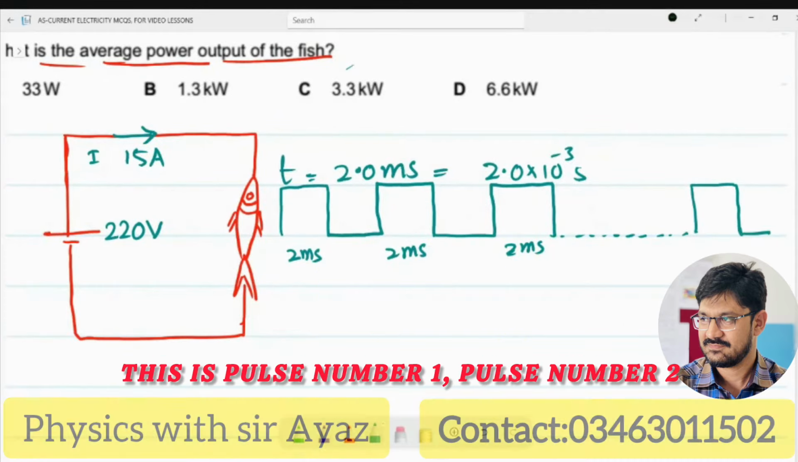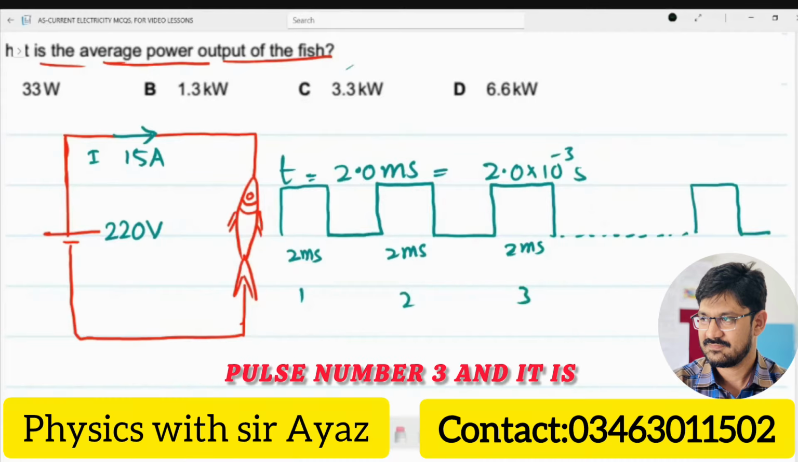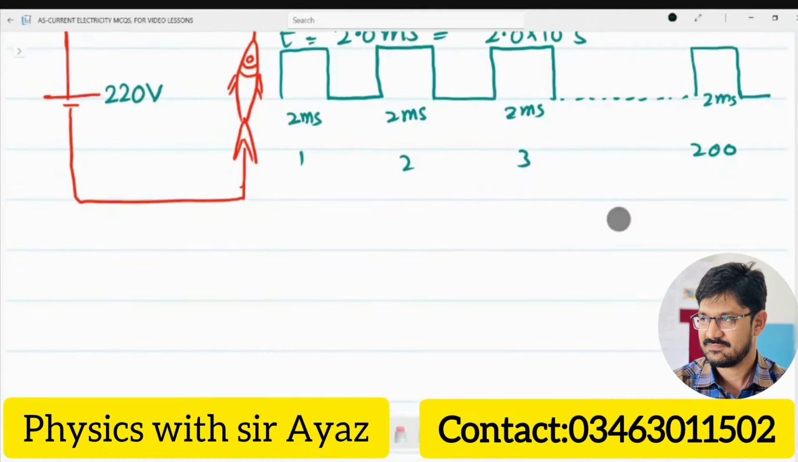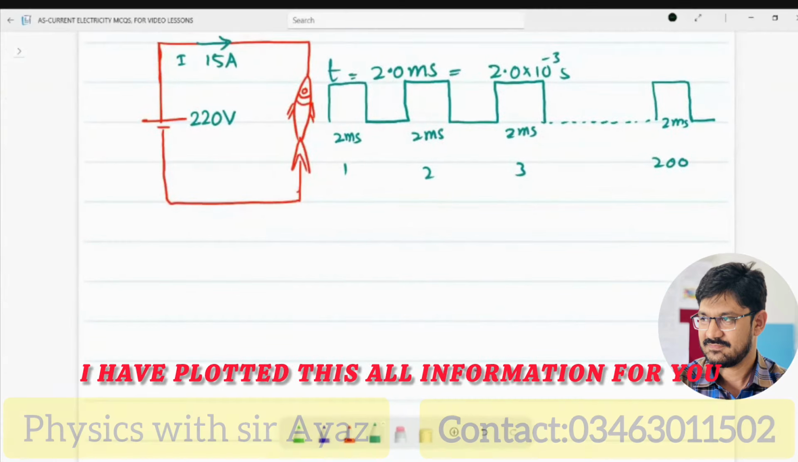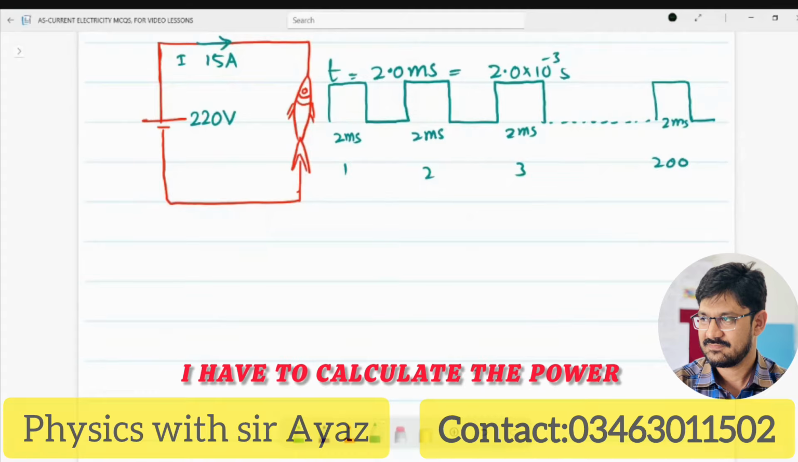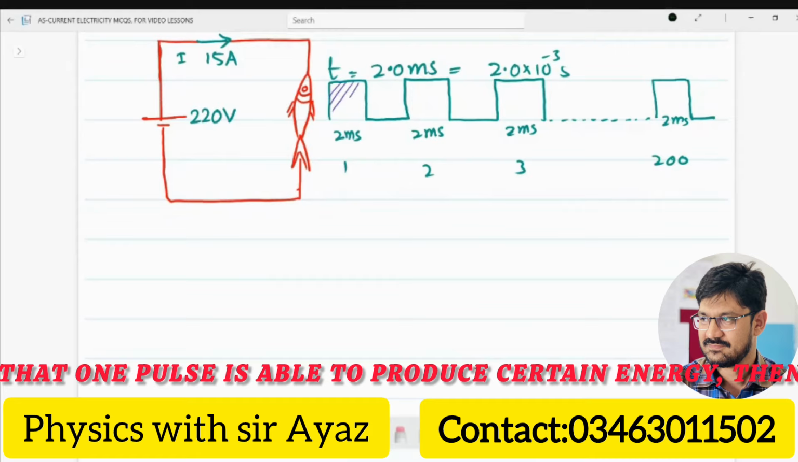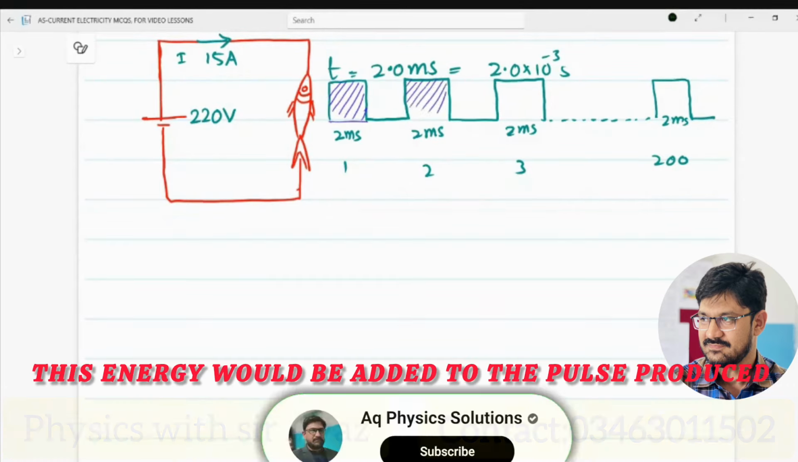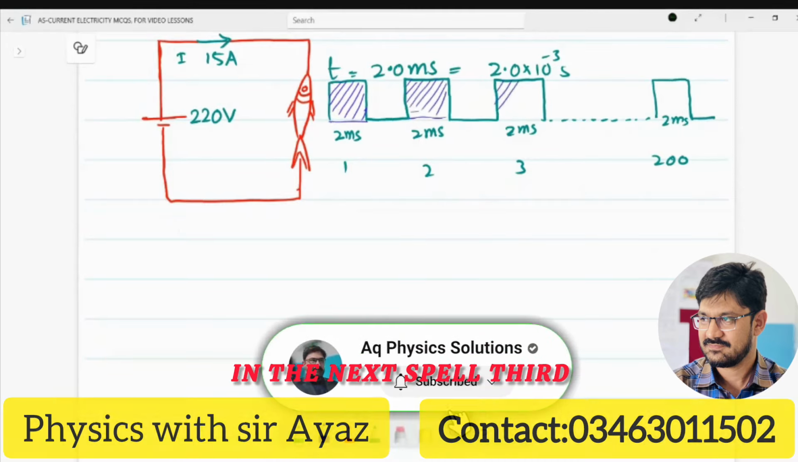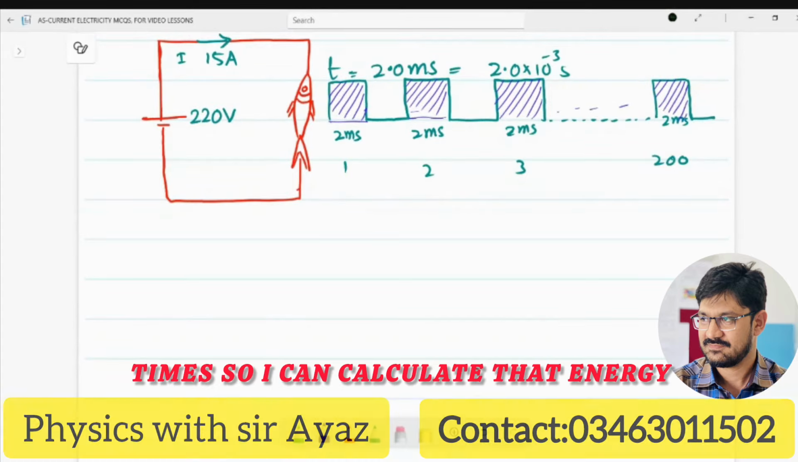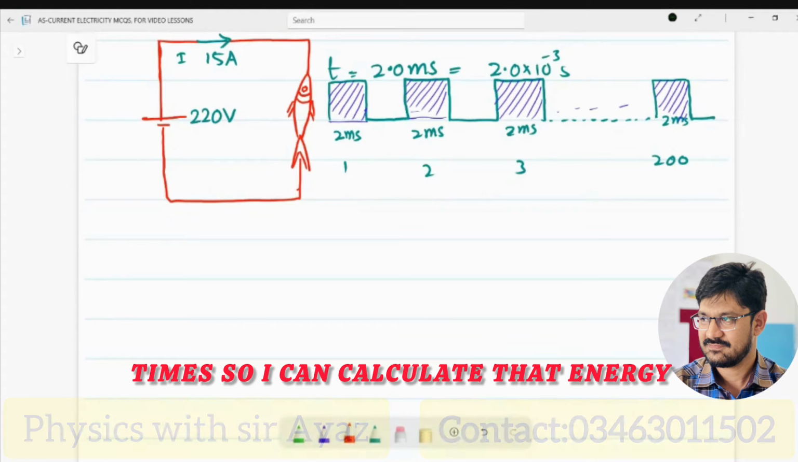This is pulse number 1, pulse number 2, pulse number 3, and it is the 200th pulse in 1 second. So this is all the information. I have plotted all this information for you. Now the question is, I have to calculate the power. It's very simple to understand now that one pulse is able to produce a certain energy. Then this energy would be added to the pulse produced in the next, third, and so on. So it would be added together 200 times.